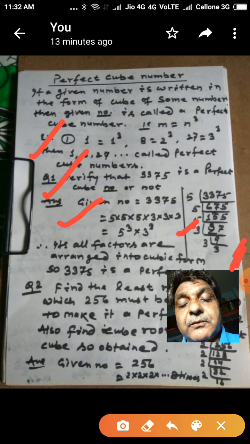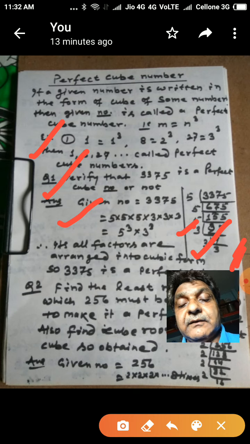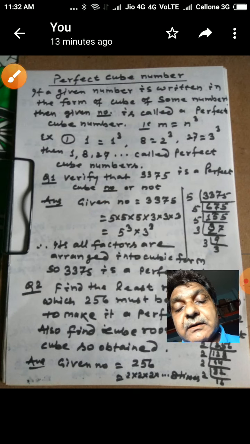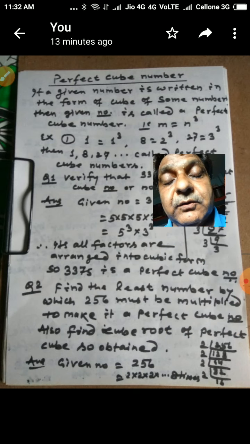So there is no factor remaining which is not in cubic form. So all factors are well arranged in cubic form. Then we say that the given number 3375 is a perfect cube because all its factors can be arranged in cubic form. Now students, we will take some word problems related to this concept of perfect cube numbers.